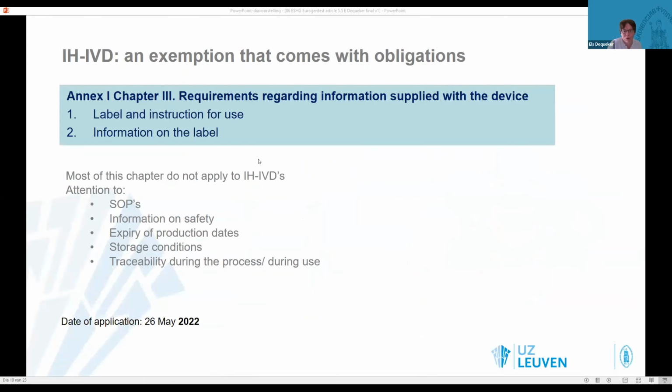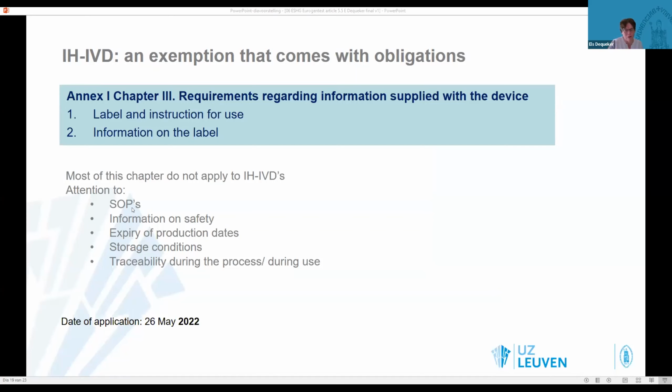If we go to chapter 3, requirements regarding the information supplied with the device, it's the label, the information on the label. This is mostly not applicable for in-house IVDs, but we need to pay attention because we need to have a quality management system that is looking at the manufacturing. So we need to be sure that our SOPs are adapted, that you can explain how your kit is manufactured.